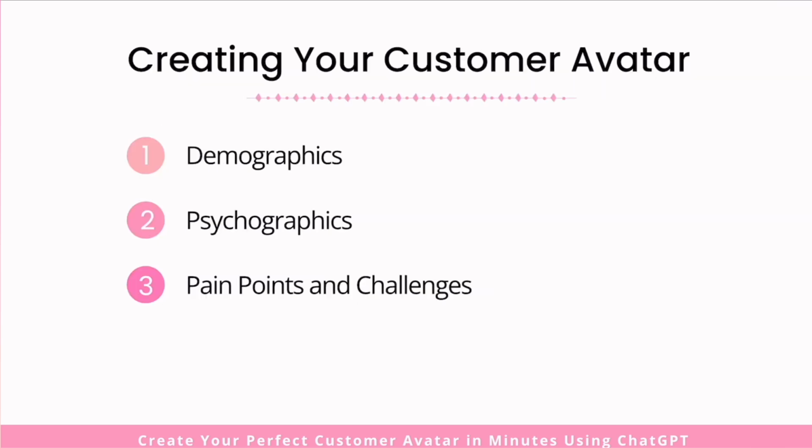Next is pain points and challenges. These are problems or pain points that your customer avatar experiences, which your product or service can solve. Next are the goals and desires. These are basically outcomes or achievements your ideal customer wants to achieve that your business, your product, or service can help them accomplish.